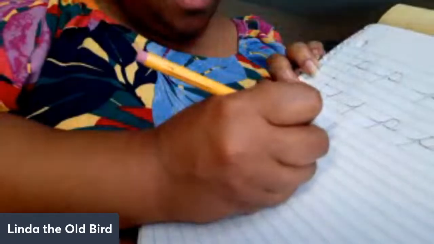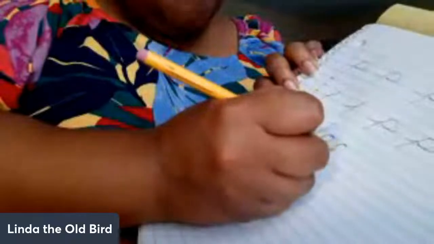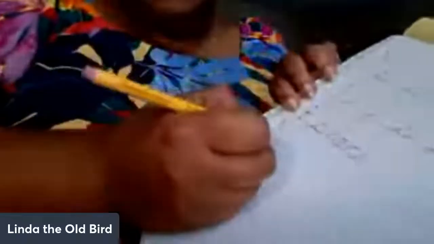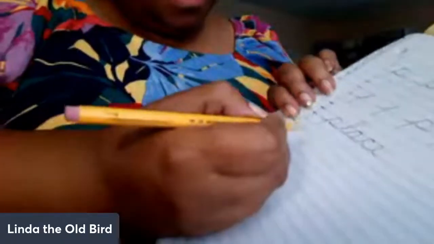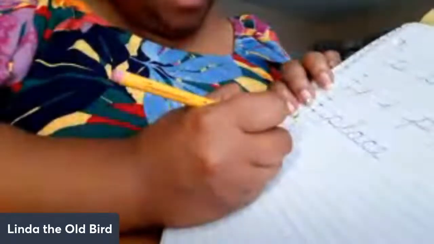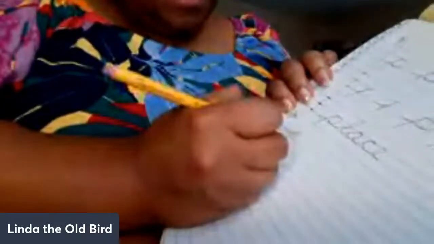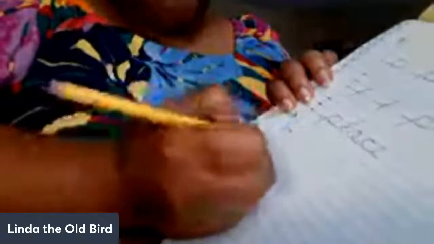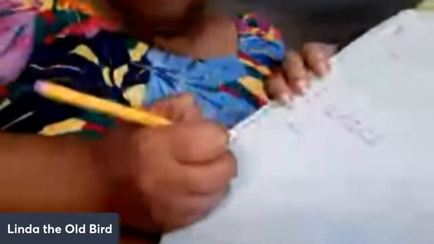P, L, A, C, E. Place. That's what the tail is for. You keep going. You keep going. It's just like listening to music. When you learn it, you will have it. Third line, center line, down to the fourth line. Make your circle, touch that line, come out with your tail.